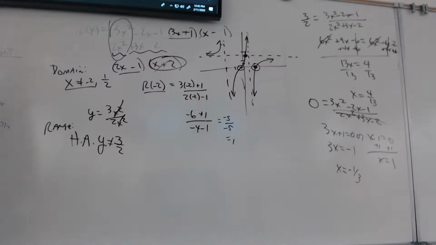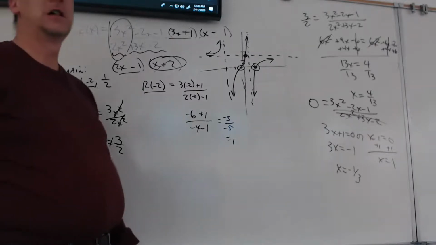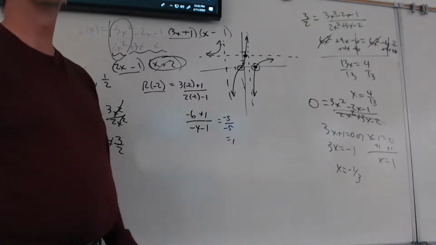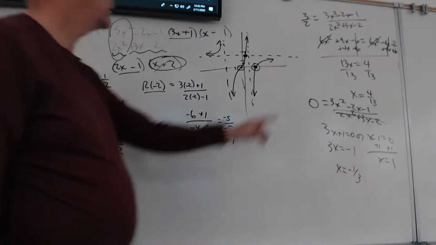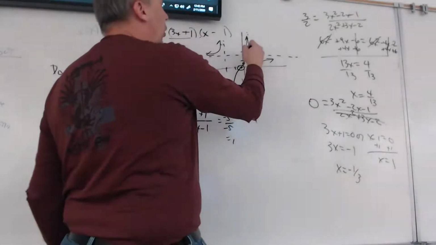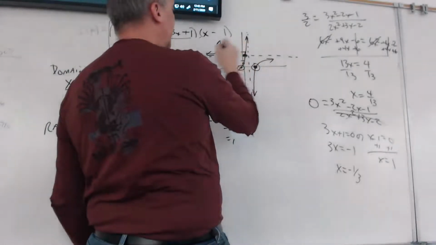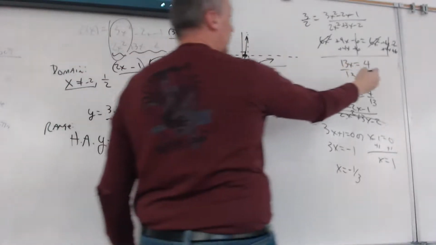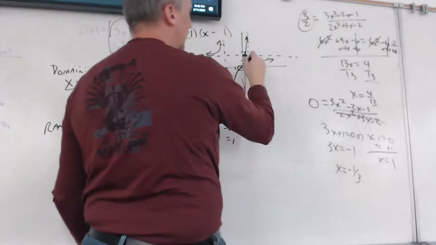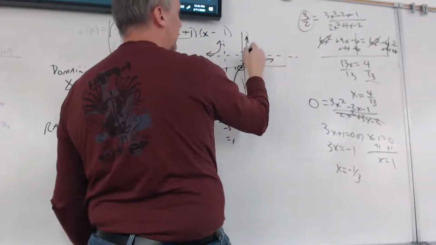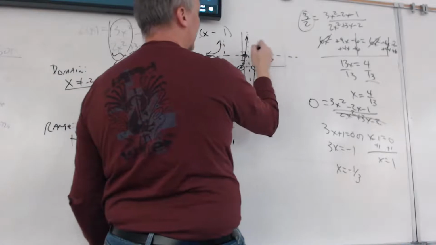Okay, I have a question. Where did you graph the hole, the 4/13? There's no hole. So then you don't have to graph the 4/13 at all? Okay, it's not a hole, it's an actual point. It crosses that asymptote at 4/13, 3/2. So that's 4/13, and that's 3/2.